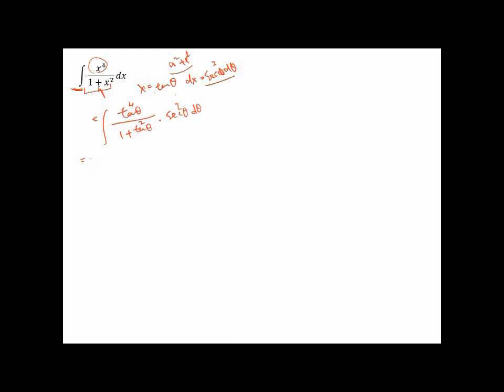Okay, so that is tangent theta to the fourth, and here secant theta squared times secant theta squared d theta, which is very clear. These two can be cancelled out. What is left is tangent theta to the fourth d theta. Okay, so this is integration with tangent only.